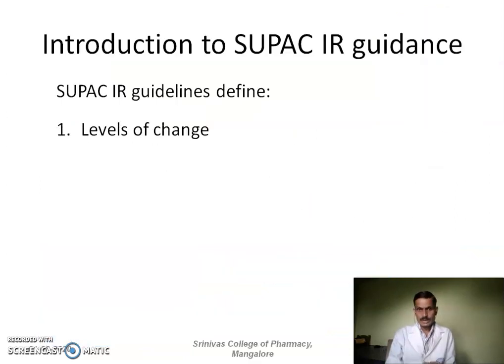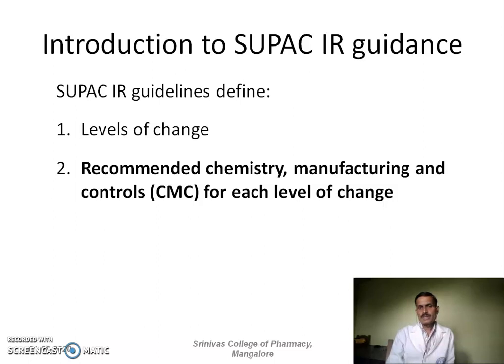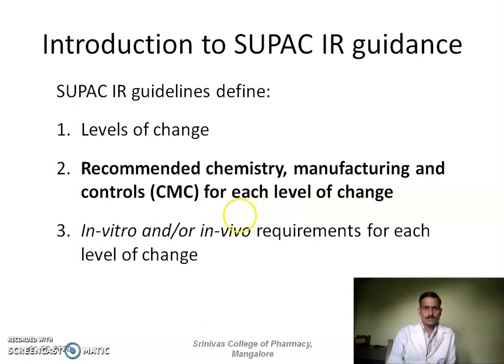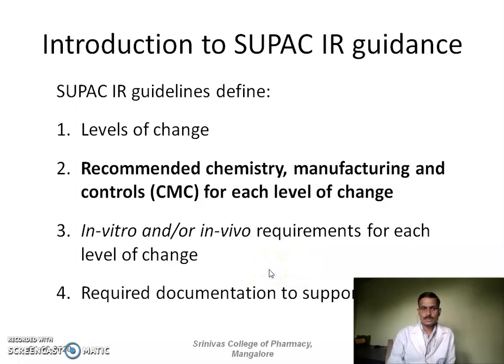So SUPAC IR guidelines define levels of changes, recommended chemistry, manufacturing and control for each level of change, in vitro and in vivo requirements for each level of change, and various required documentation for support of changes.